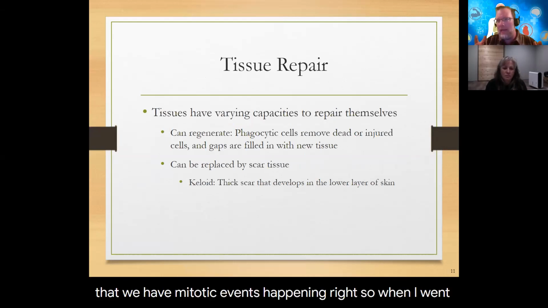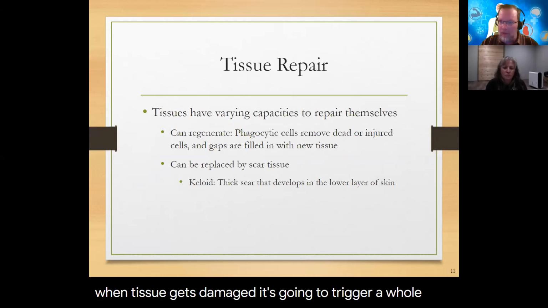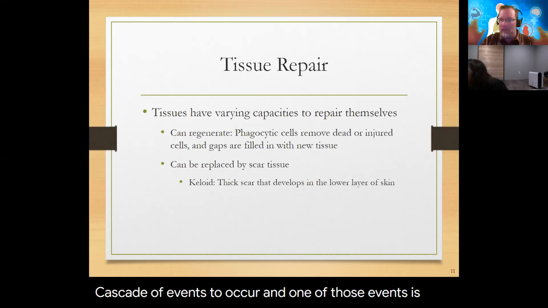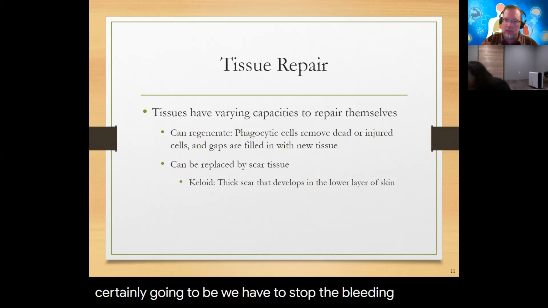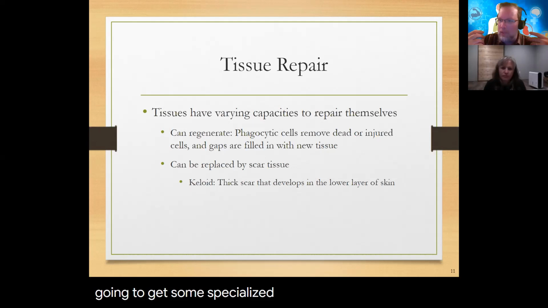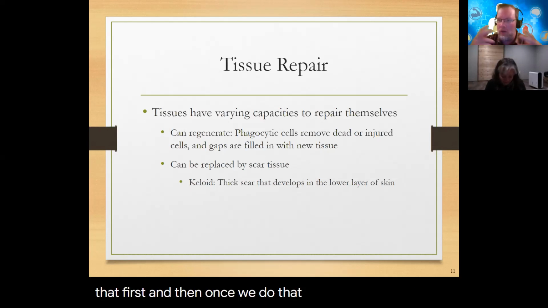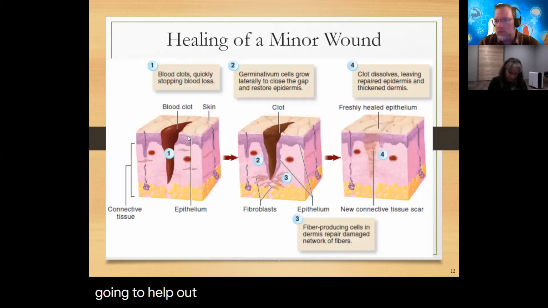When tissue gets damaged, it's going to trigger a whole cascade of events to occur. And one of those events is certainly going to be, we have to stop the bleeding. So we're going to get some specialized bleeding stopper chemicals. We call it hemostasis, not homeostasis. Hemostasis means to stop blood. So we've got to do that first. And then once we do that, we've already started rallying the collagen troops and whatever other troops are going to help out with protein with tissue regeneration, which again, usually if it's a structure, it involves protein.